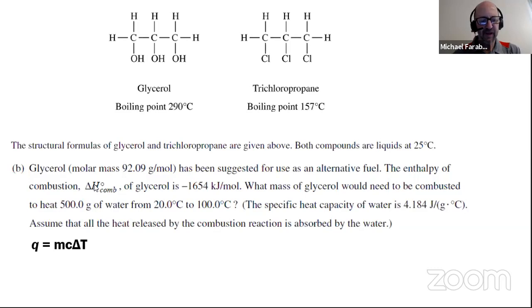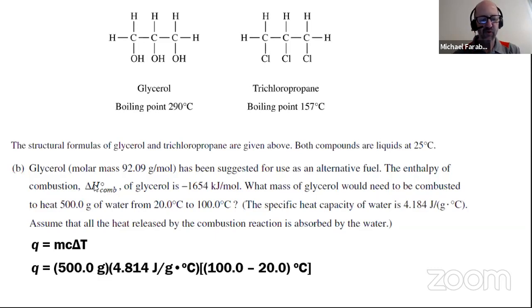It says the enthalpy of combustion for glycerol is negative 1654 kilojoules per mole. What mass of glycerol would be needed to be combusted to heat 500 grams of water, so there's my mass, from 20 to 100 degrees Celsius? That would be a delta T of 80.0, and they've given us the specific heat capacity of water. If I multiply 500 times 4.